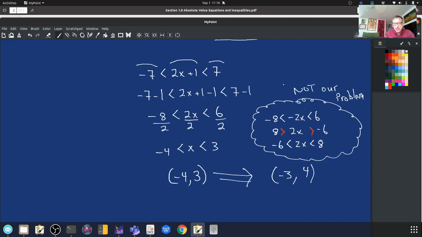But I think in general, the best thing to do if you're given a problem where you have a negative coefficient on the x term is you just go ahead and work it out until you get to this step right here, and then multiply everything through by minus 1, and then just reread it. This says 2x is greater than minus 6, which is what this says right here. 2x is greater than minus 6, and 2x is less than 8. And that's what this part says right here. 2x is less than 8, and rewrite it in standard form.